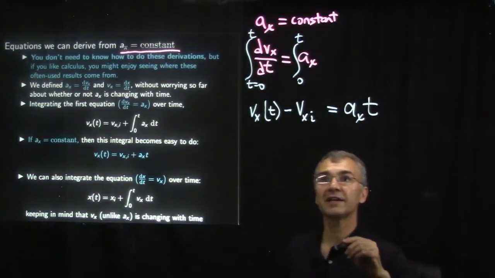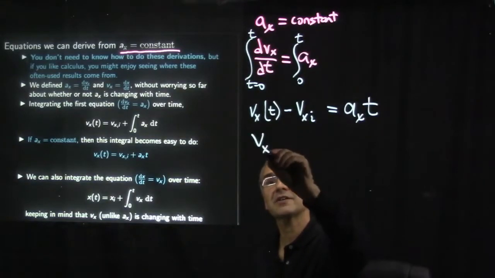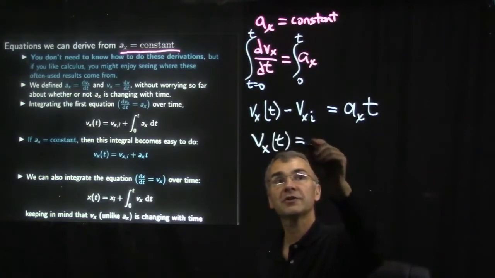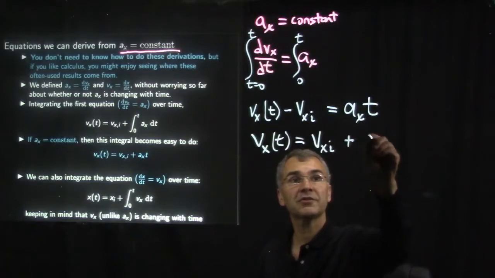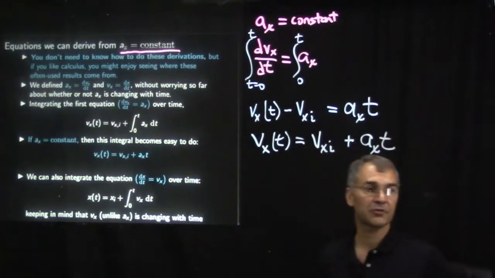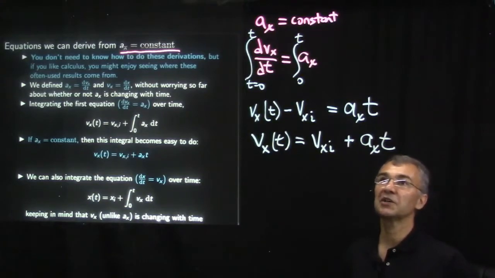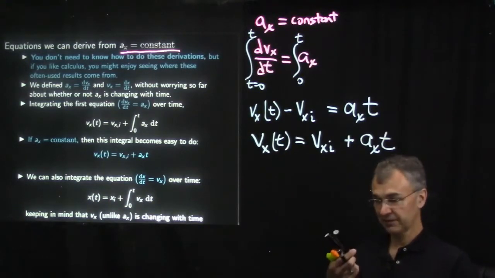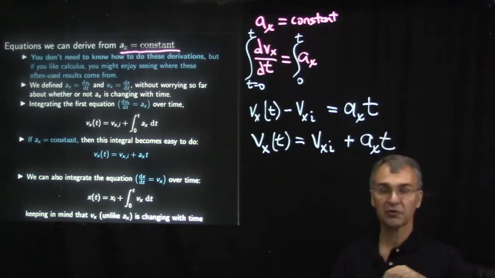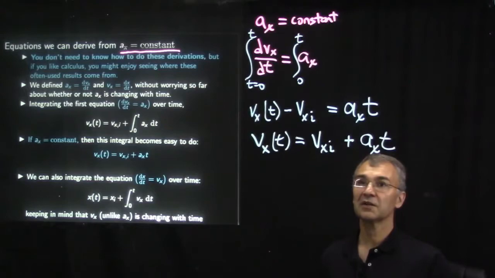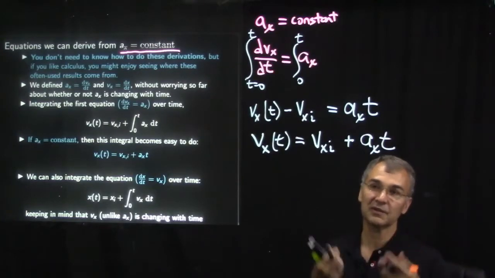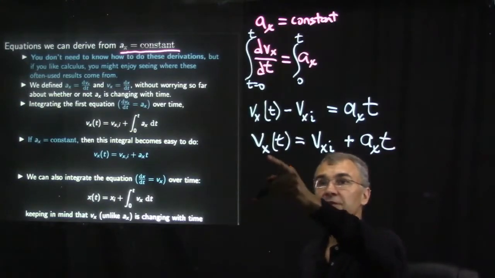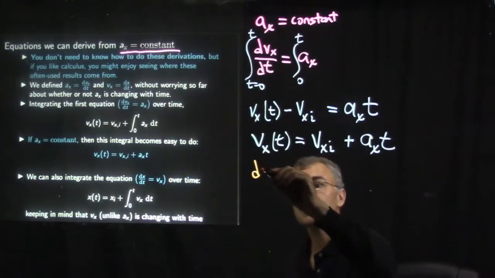So what does that say? That says that v sub x at time t equals v sub x initial, which means at time 0, plus a sub x times t. Okay, so we integrated both sides, and that's what we got. Now, sometimes it's easier to do derivatives than integrals, so it might be worth going backwards here, so that if you don't like integrals but you think derivatives are okay, we'll see that it makes sense backwards.